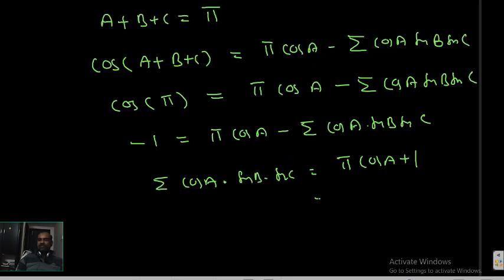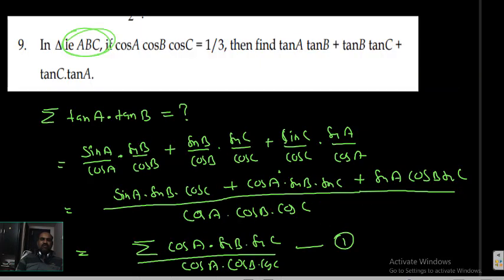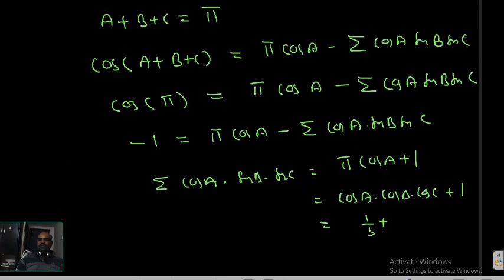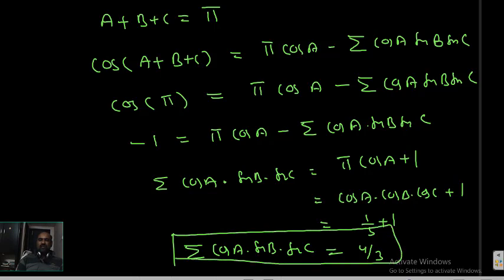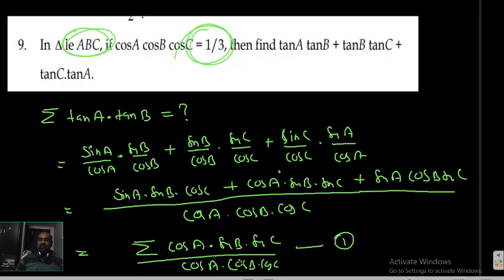So this is equal to pi cos A means what Nana? Cos A, cos B, cos C plus 1. Already given cos A plus cos B plus cos C value 1 by 3. So I want to write 1 by 3 plus 1, that is equal to 4 by 3. So what I got? Sigma cos A into sin B into sin C value as 4 by 3. Say this is result 2. But what do you want? You want the value of result 1.